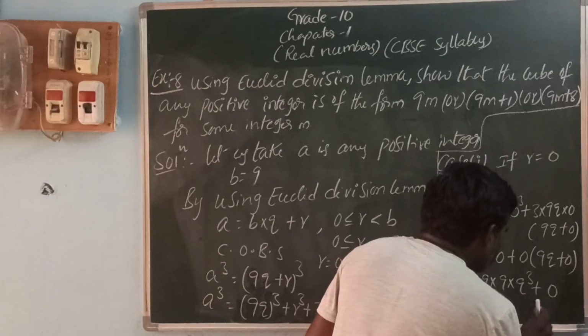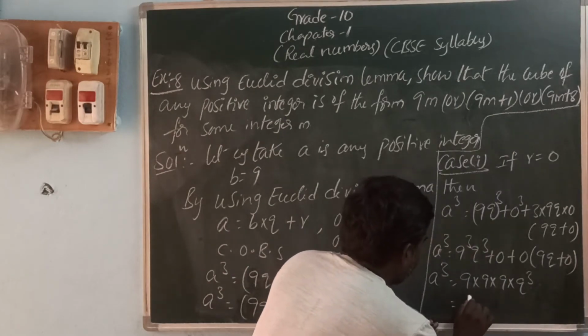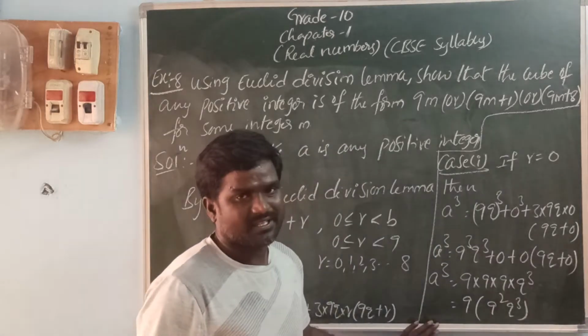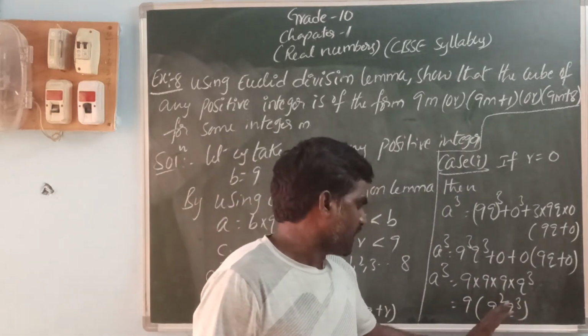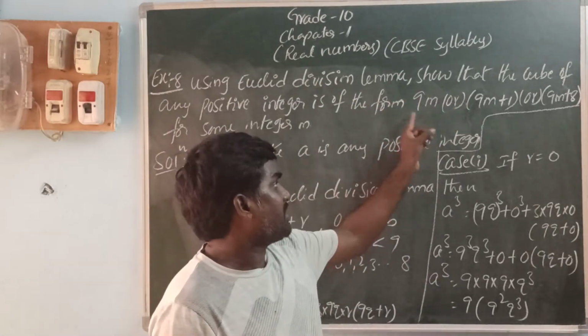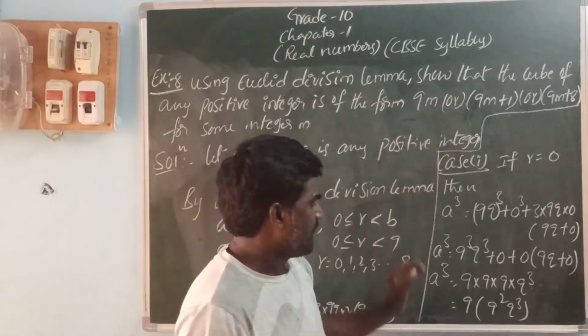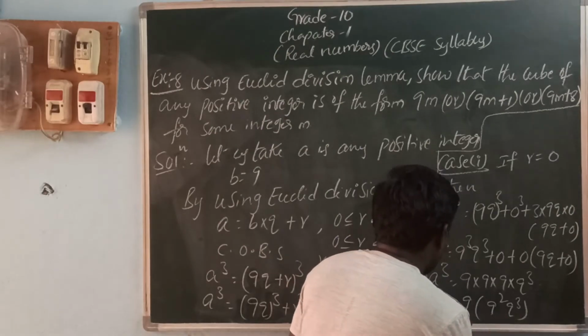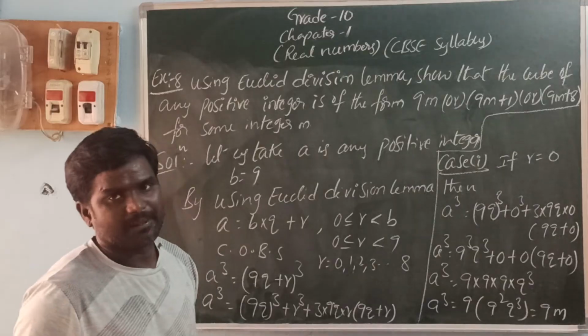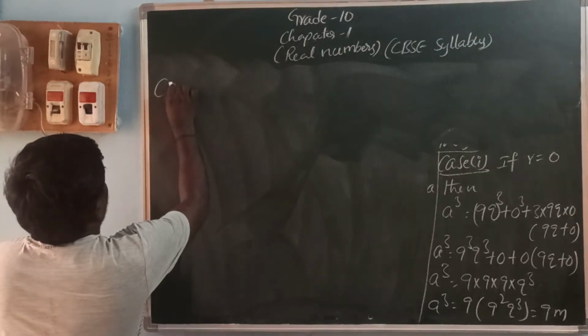So here we have 9 of 9 square into cube. q is an integer, and the integer is multiplied with 9 square. Why can I take 9 separately? Because they are asking for the cube of an integer in the form 9m. So in place of 9 square cube, we can take m. So it is 9m.